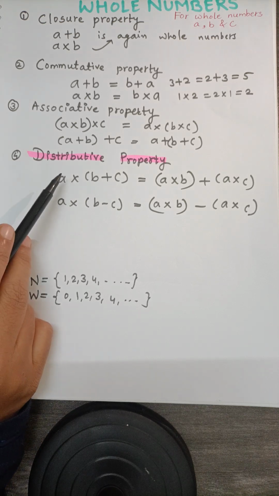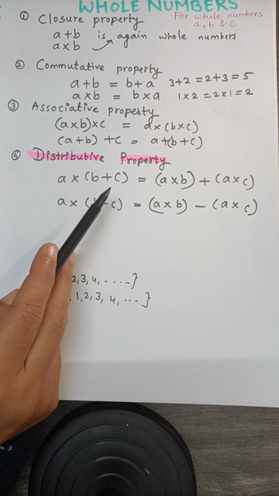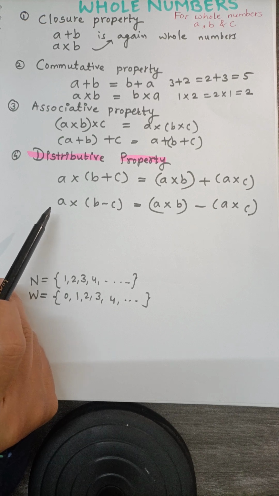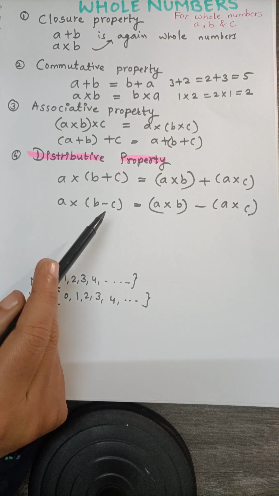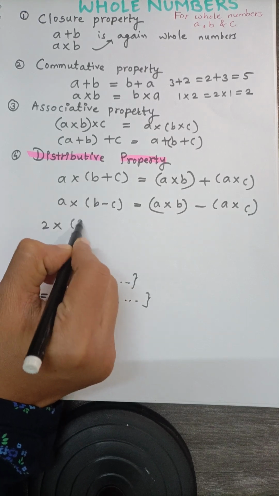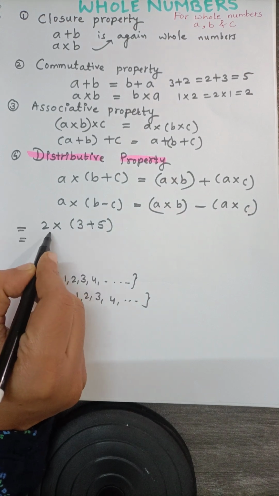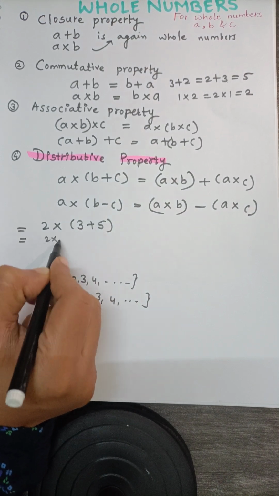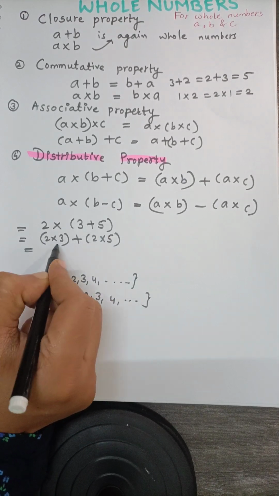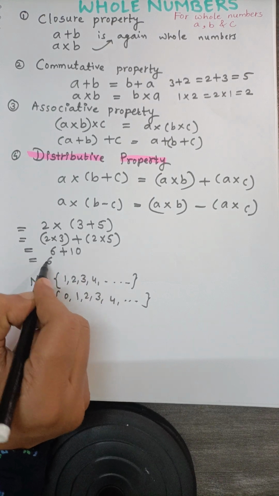Then we have the distributive property. One is the distributive property of multiplication over addition, and one is the distributive property of multiplication over subtraction. If I have 2 multiplied by (3 plus 5), then I can solve it as 2 first multiplied with 3, then plus 2 multiplied with 5. That is, I get 6 plus 10, that is 16.